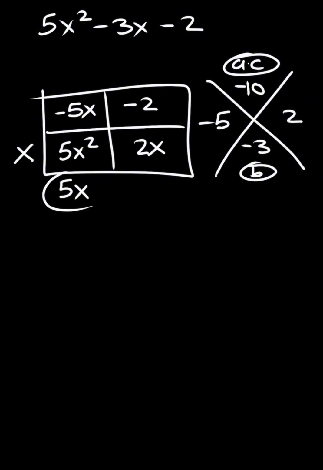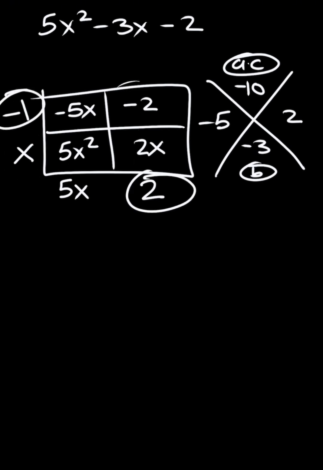Now let's look at this one. We already took out a 5x. So how do we make negative 5x? We just multiply by negative 1. And now let's look at this one. We can do 2 times x equals 2x. And it makes sense because negative 1 times 2 equals negative 2.